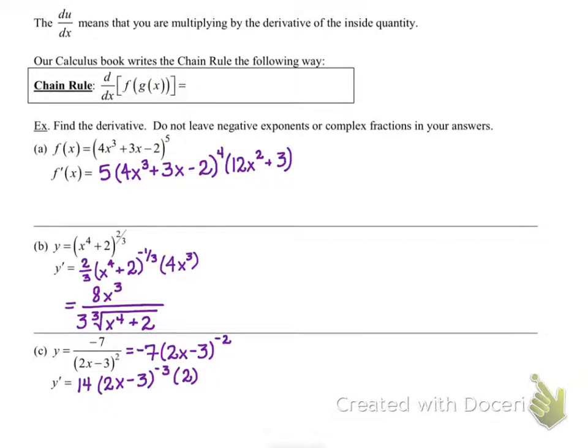Now we need to move things around so we have no negative exponents. So 14 times 2 will give us 28, and we're left with 2x minus 3 cubed on the bottom.